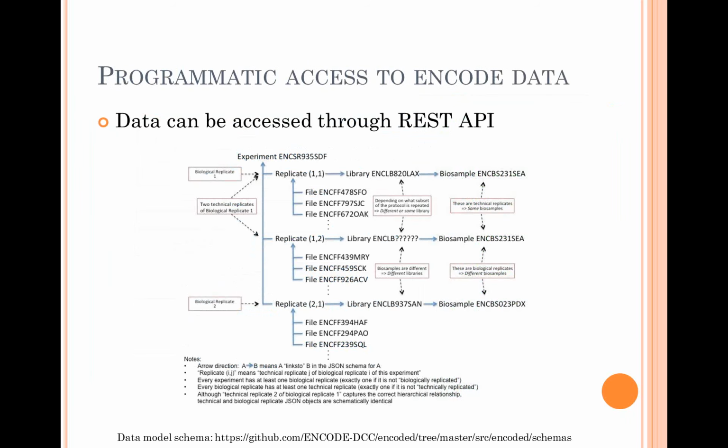Okay. And also, the data hosted at ENCODEproject.org can be automatically accessed through the REST API. The metadata are organized in JSON format. So this is an example of their data model, and you can find the full schema on the GitHub site.